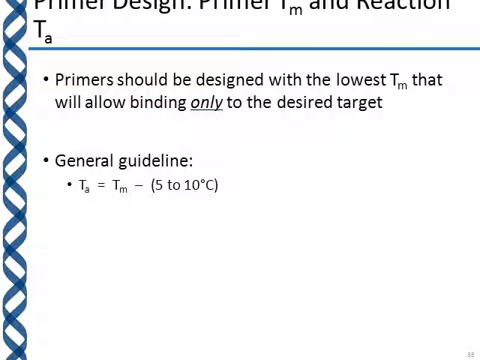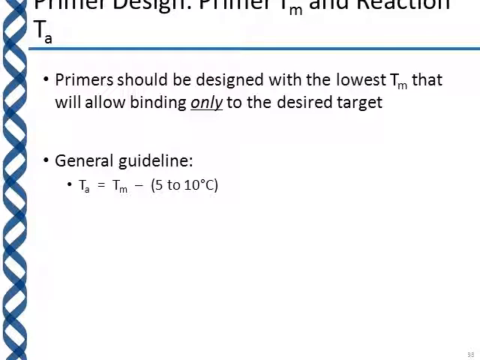Okay, so now let's take a look at TM and TA. We've discussed the TM of your individual primers. The TA is the temperature of annealing of your PCR reaction, and so that would be what that middle step in your PCR program, the annealing step, what temperature that's set to.